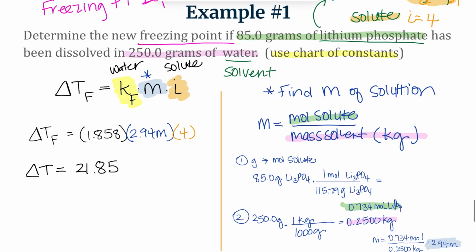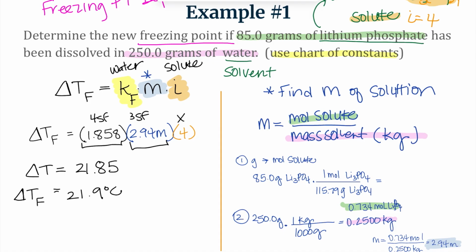21.85. Looking at my sig figs, this is 4 sig figs. This is 3 sig figs. Our i doesn't have sig figs, so we're going to want 3 sig figs. So 21.9 degrees Celsius is the change in temperature of our freezing point.